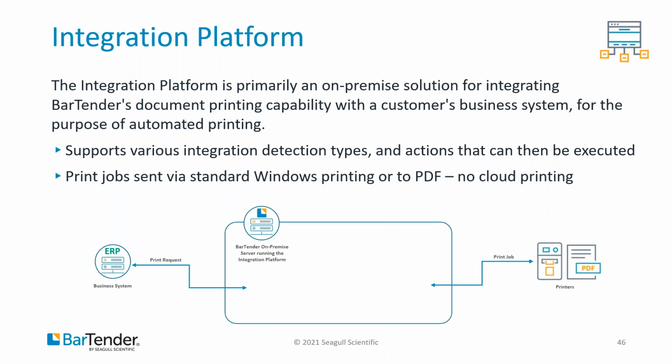With a BarTender on-premise server running the integration platform, it receives those requests from the business system to the integration service, makes use of the print scheduler service, which manages the BarTender print engines to produce the print job for a Windows printer driver. So the integration platform, again, is always going to be very much an important part of on-premise use case of the BarTender software.